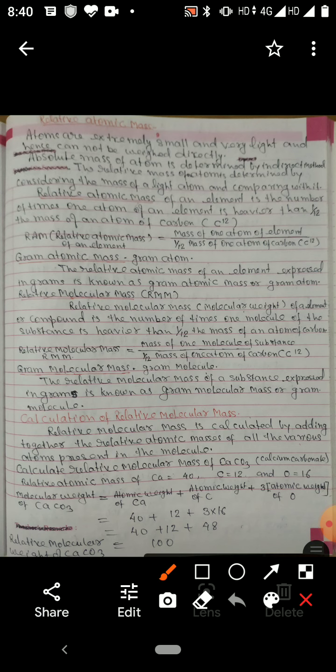Children, first you have to see what relative atomic mass is. You know atoms are very small and very light particles. Therefore, we cannot find the weight of an atom directly. We use an indirect method to determine the mass of an atom. The relative mass of an atom or molecule is determined by comparing it with the mass of a light atom.